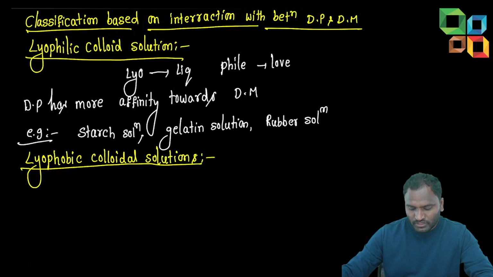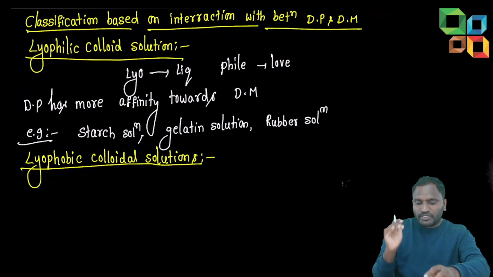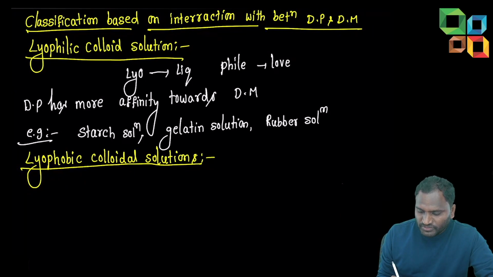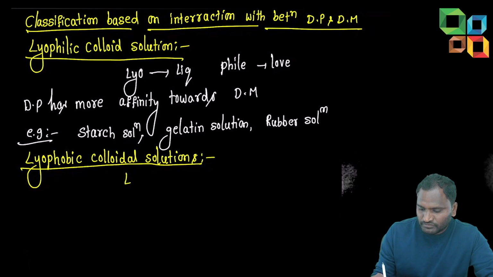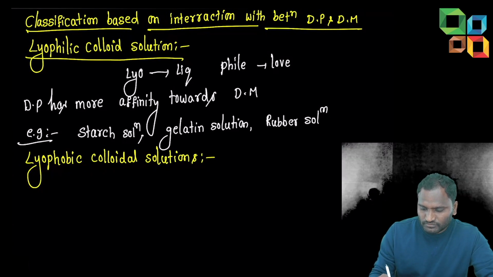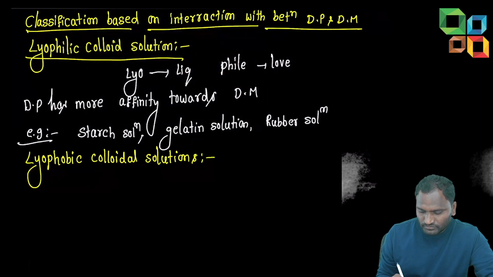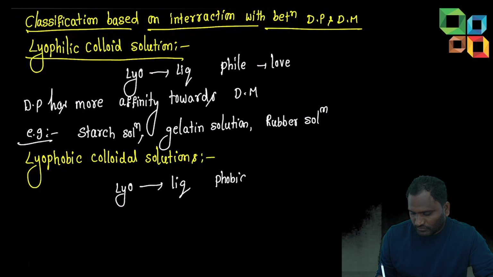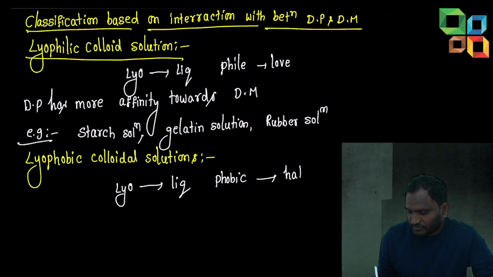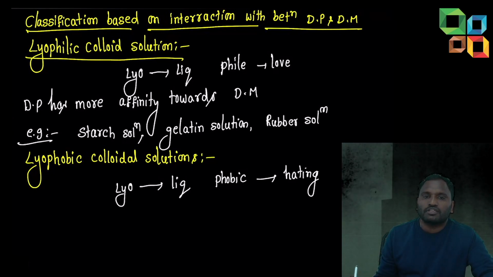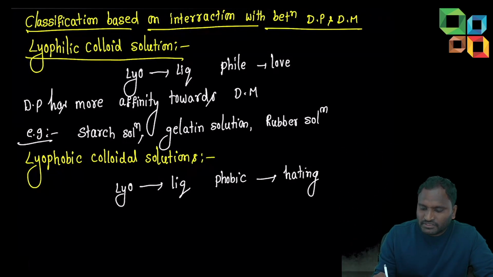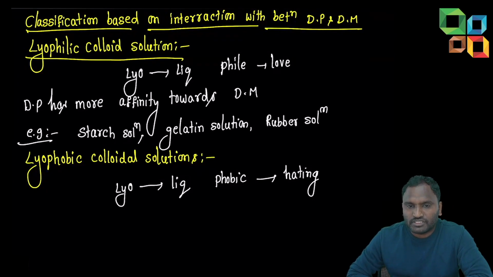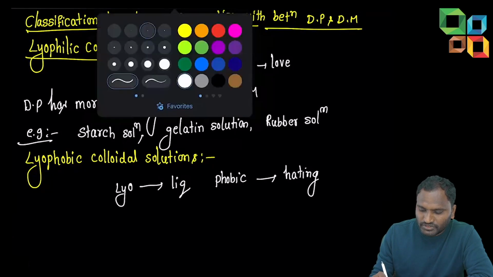Next one, lyophobic colloidal solution. Lyo means the same, liquid only. Phobic means hating. Liquid hating means this dispersed phase doesn't have proper affinity towards the dispersion medium.